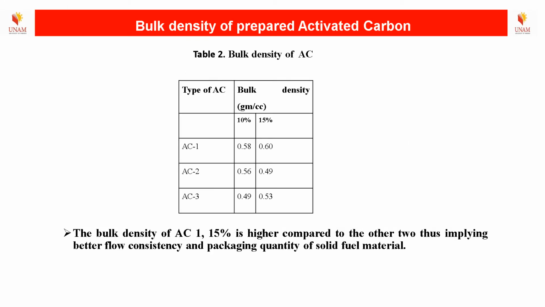Bulk density of prepared activated carbon. Table 2, bulk density of AC. So AC1, that is 10% with H3PO4, gave 0.58, 15% 0.6, AC2 0.56, 15% 0.49, AC3 0.49, and 15% 0.53. So the bulk density of AC1, 15%, is higher compared to the other two, implying a better flowing consistency and packaging quantity of solid fuel material.